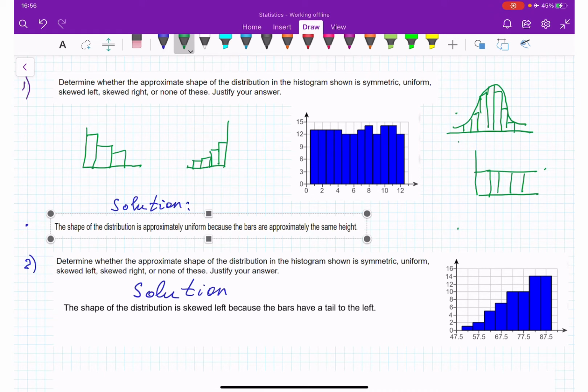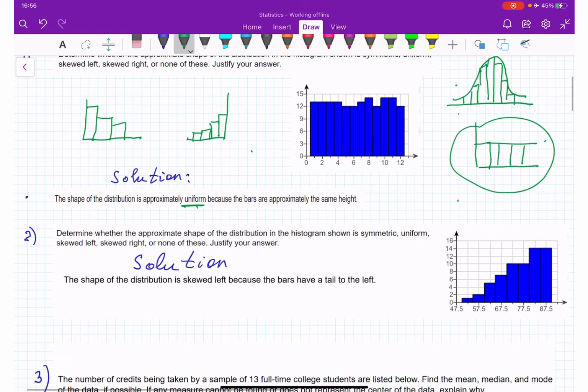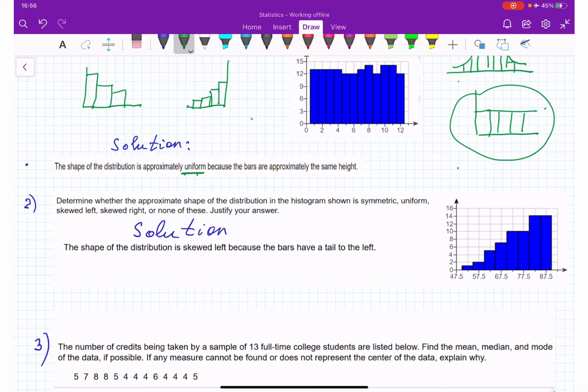Histogram. Take a guess, which one would be your answer for this histogram? Of course, it's going to be uniform, because it's approximately uniform, right? Okay, here it is. Next question. Now, what is the shape of this one? Obviously, it's going to be skewed to the left.